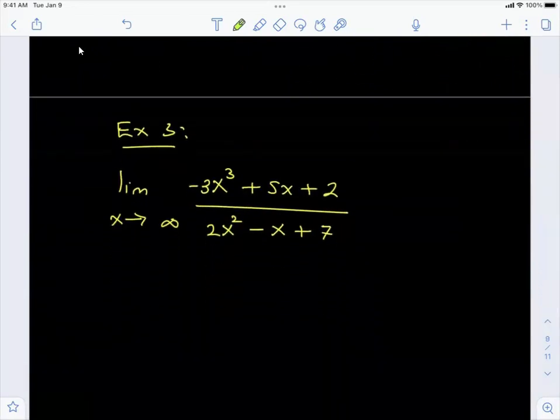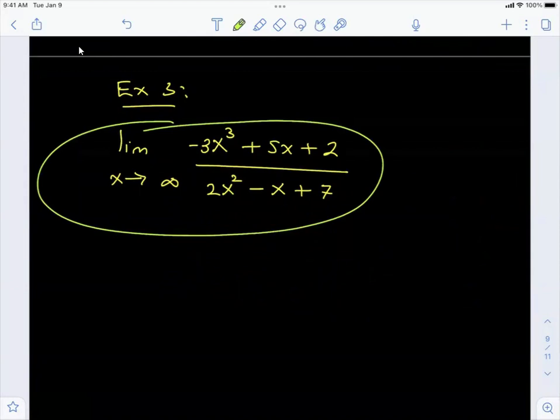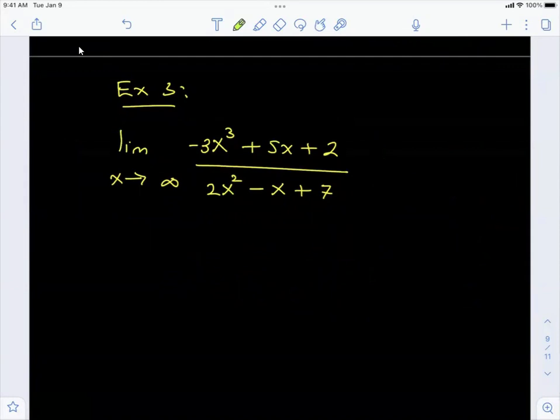And then the next example. Now this is a situation, in terms of the previous two examples, where you have a larger power at the top, and if I ask you to guess without doing anything, just guess what would happen. Take a moment to guess. You may be correct. Let's see.